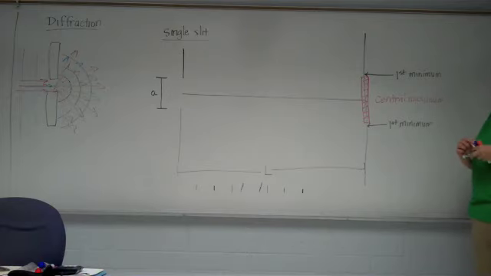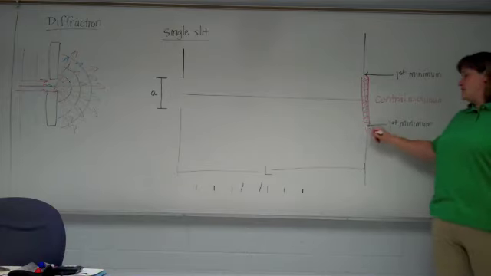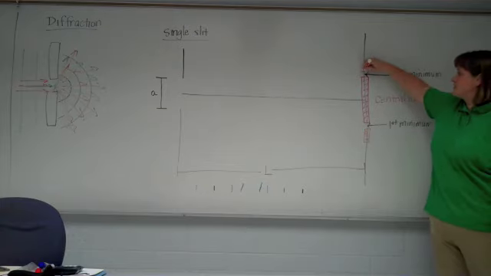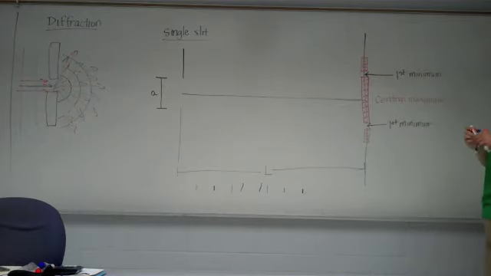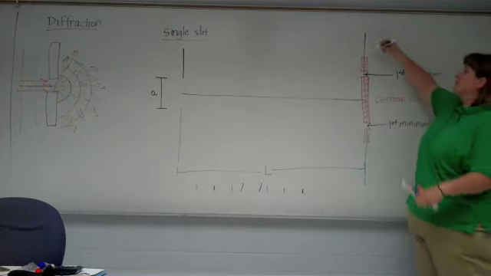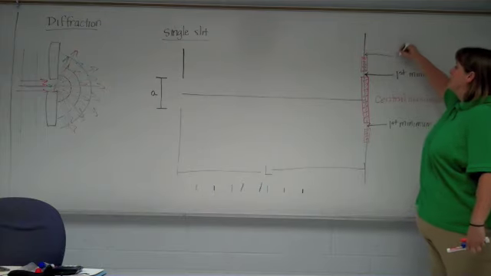Okay? And then, of course, we get bright spots. They're not as wide nor as bright as the central max, but they are there. The next dark spot would be the second minimum, and so forth.